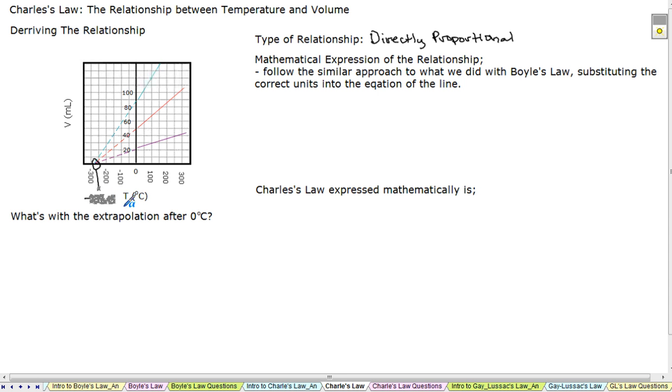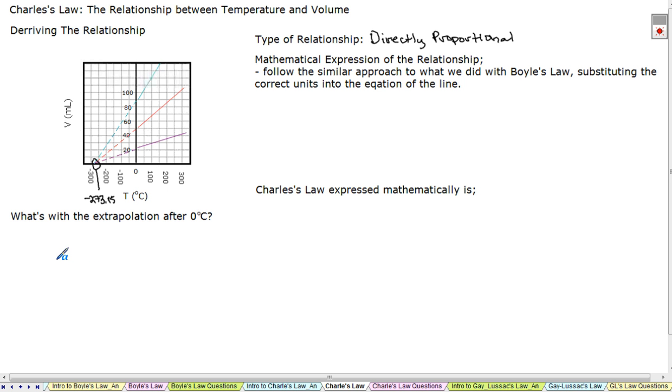This temperature right here is minus 273.15 degrees Celsius. And it turns out that all ideal gases will reach what we would call a hypothetical point where there's absolutely no volume. Although later on when you take chemistry, you'll learn that it is impossible to actually reach this point. Theoretically it's there, but we can't reach it. We call this point absolute zero. That's the smallest temperature that anything can have, but at that point any gas has absolutely no volume.